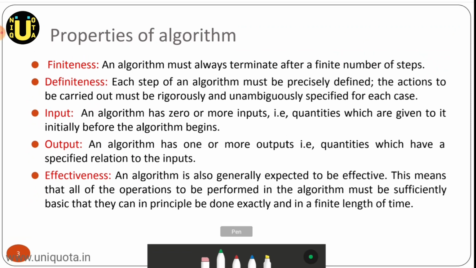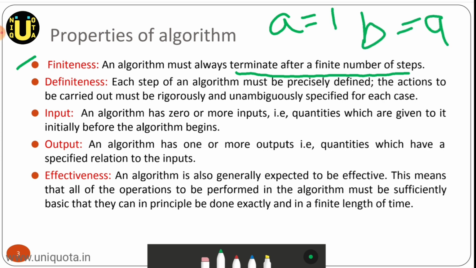First of all, it's finiteness. An algorithm must always terminate after a finite number of steps. For example, you have a problem: A is equal to 1 and B is equal to 9. You need to find the sum of A and B. What you will do is A plus B, give it as C, and print C. So what will be the answer? It will be 10.